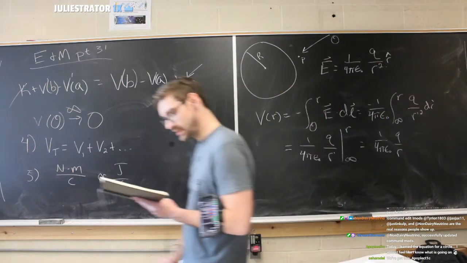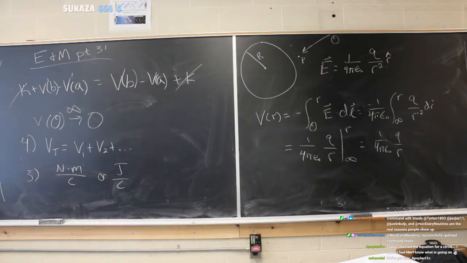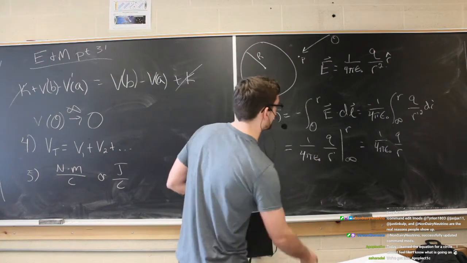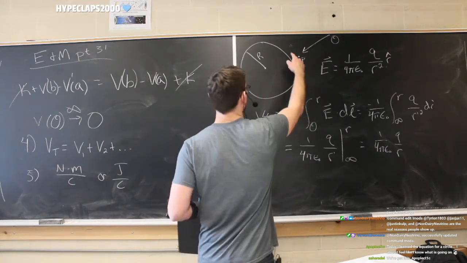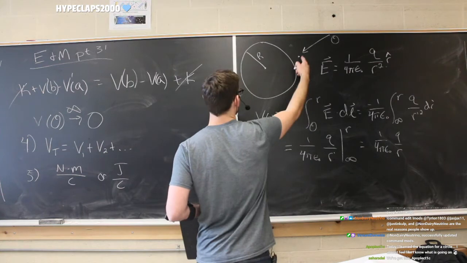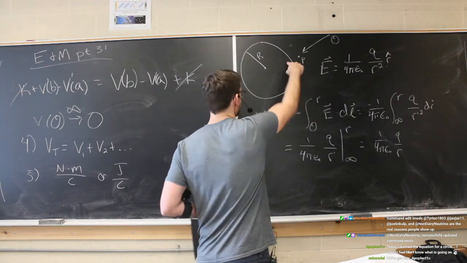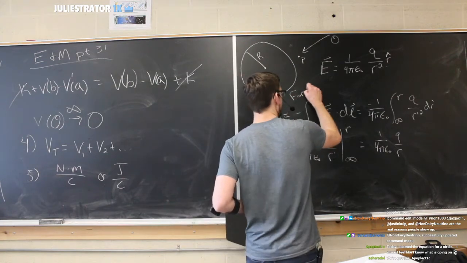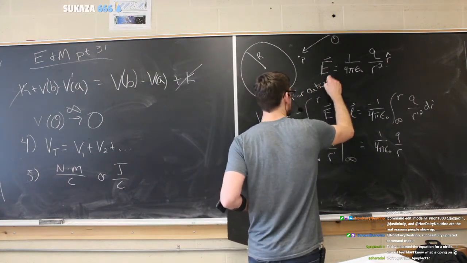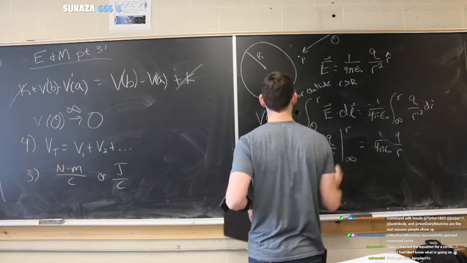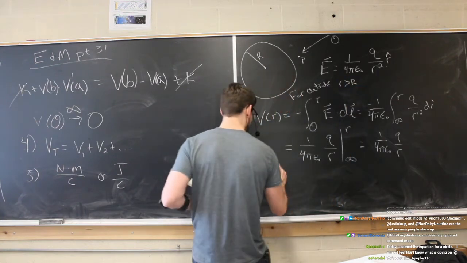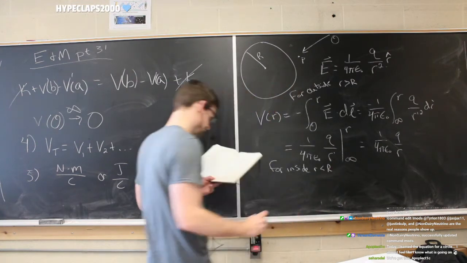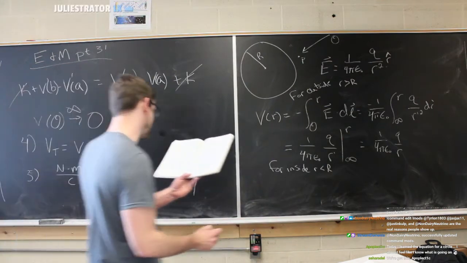Okay? Now, to find the potential inside, we'll break the integral up into two separate integrals, right? So right here we have this, and that was good. That's all we needed. But now if we have something different happening on the outside and inside, we're going to have to split it up so that it stops at the surface and restarts at the surface. So this is for outside, or r greater than R. And now we want to do it for inside, or r less than R. Okay?